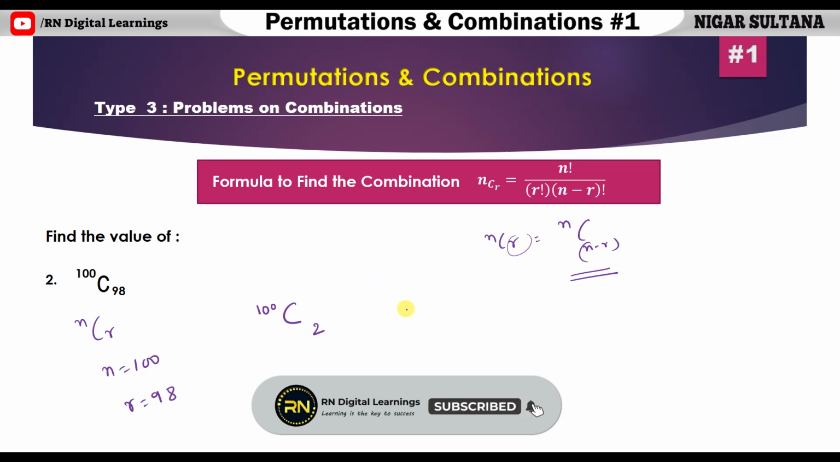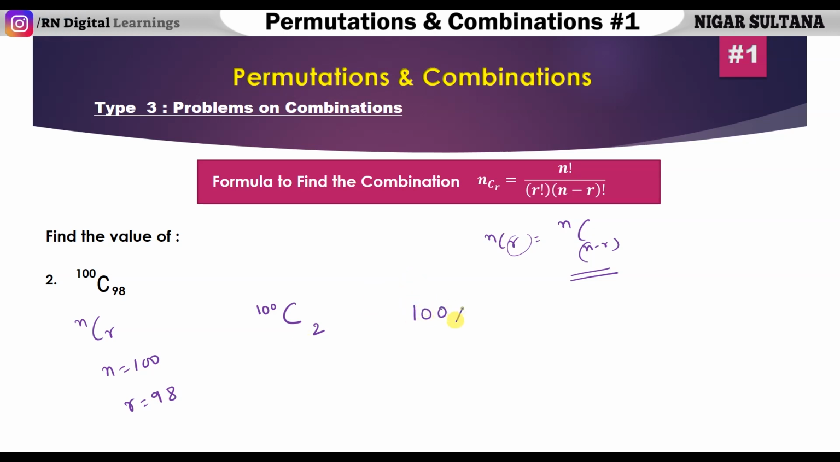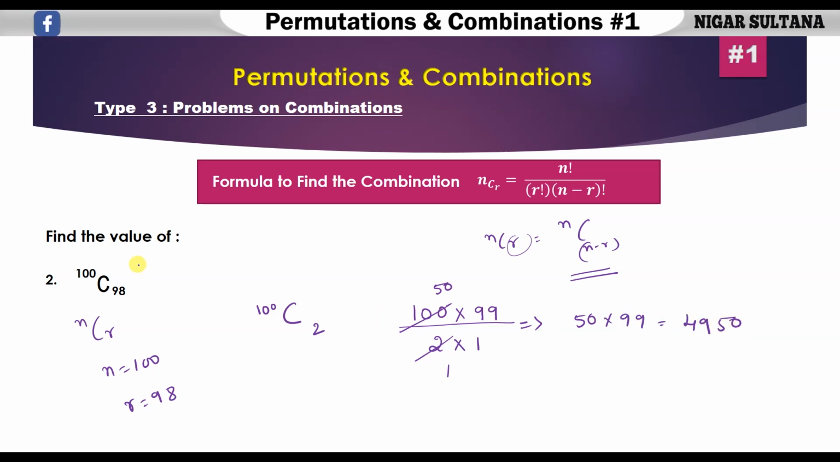Now this can be written as 100 into 99, going backward for just 2 numbers, divided by 2 into 1. So this is the easiest way of calculating the combination. Now 2 ones are 2, 2 fifties are 100, and 50 into 99 gives us 4950. The value of 100C98 is 4950.